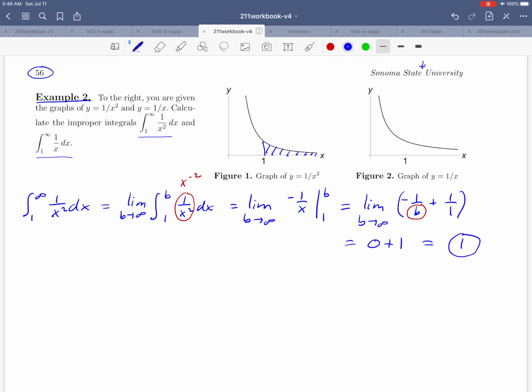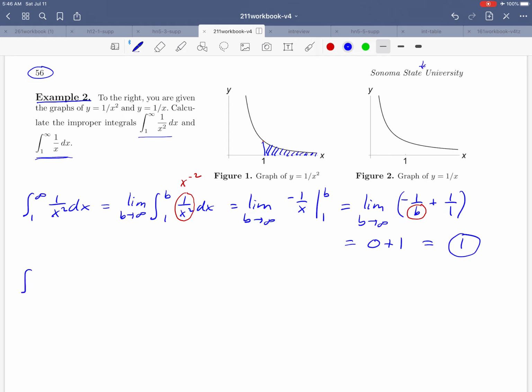Okay, so what we've discovered then is kind of an interesting fact. This area up here that we shaded is actually finite. Even though the area goes all the way from 1 to infinity, there's a finite amount of that area. It doesn't get bigger than 1. Okay, so let's compare that calculation then with the other integral.